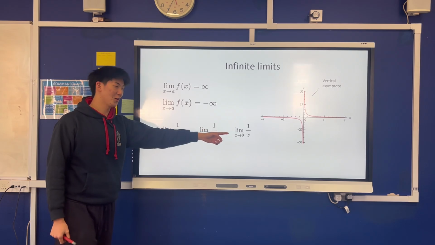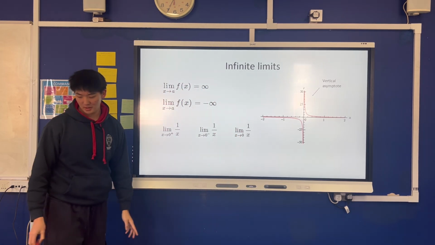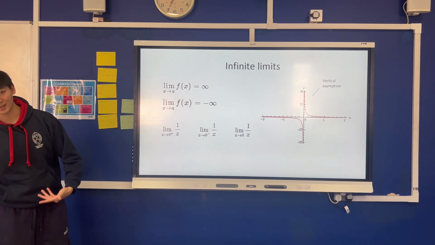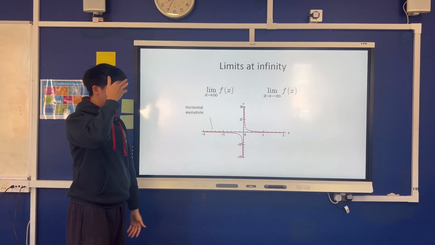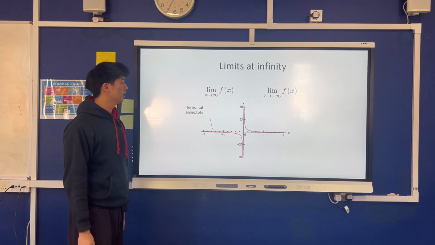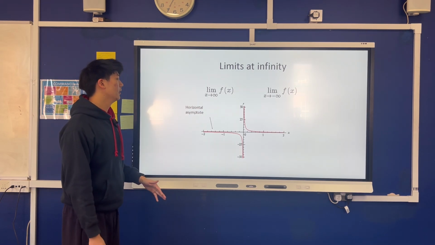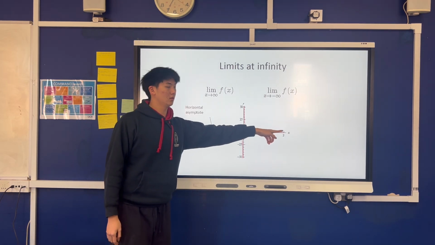It does not exist. Correct. It does not exist. I'm not going to write that. It takes ages. But yeah, that's just the idea of it getting really big as we approach a value of x. And for the same thing, we have limits at infinity, which is the horizontal asymptote version. So as x approaches infinity, the function will approach a value. So what value does the function approach as x approaches infinity?